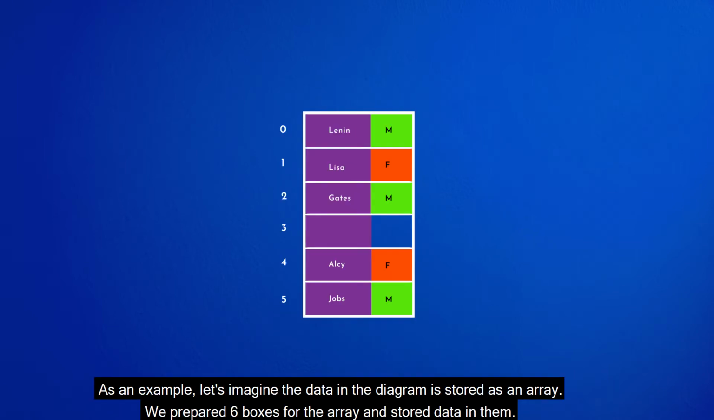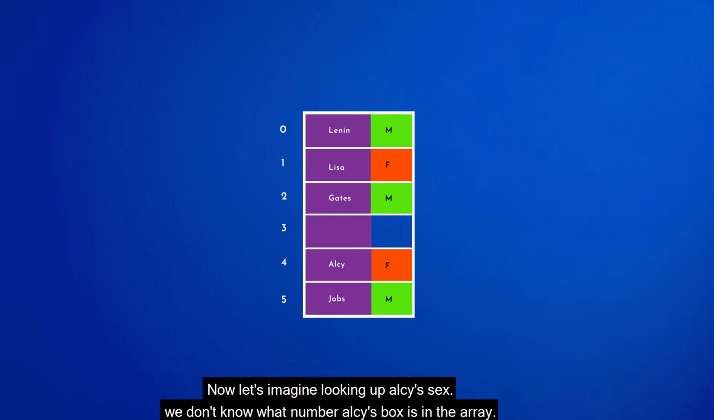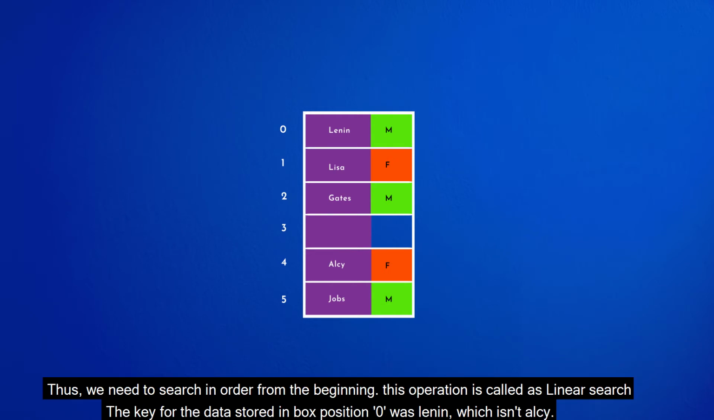As an example, let's imagine the data in the diagram is stored as an array. We prepared 6 boxes for the array and stored data in them. Now let's imagine looking up Elsie's sex. We don't know what number Elsie's box is in the array. Thus, we need to search in order from the beginning. This operation is called linear search.